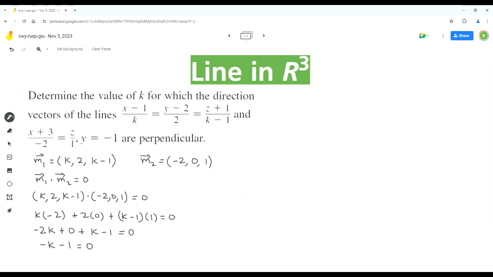Now we have to isolate k. So we should add 1 to both sides. Now we can divide both sides by -1. k equals -1. So this should be the final answer for this problem.